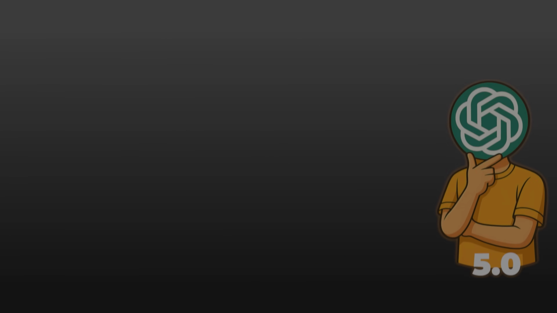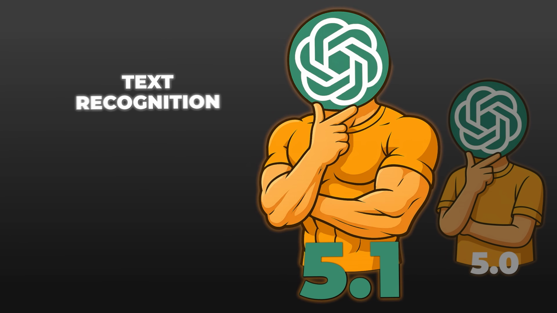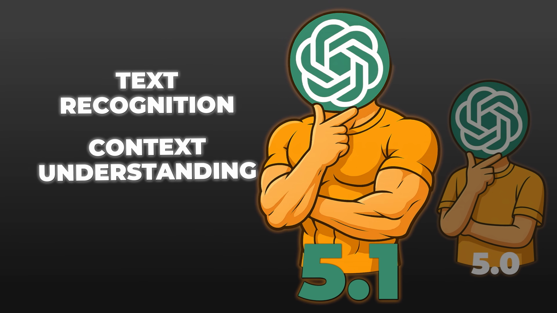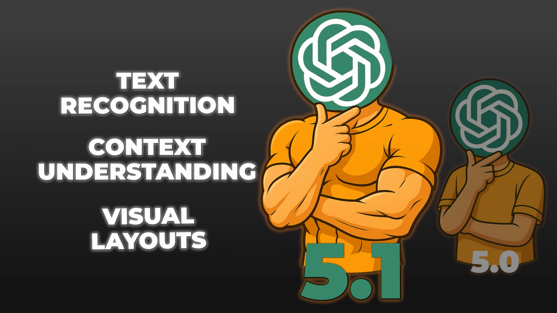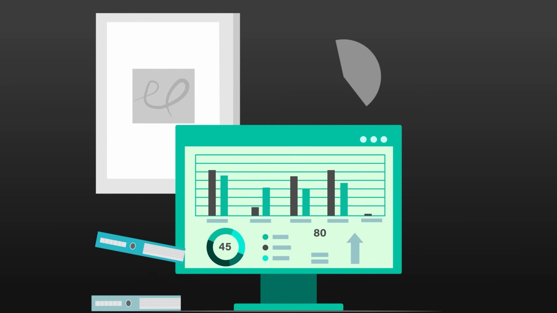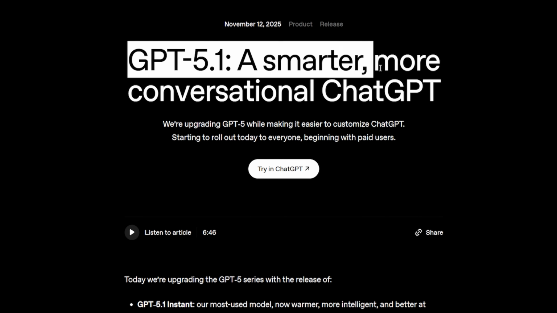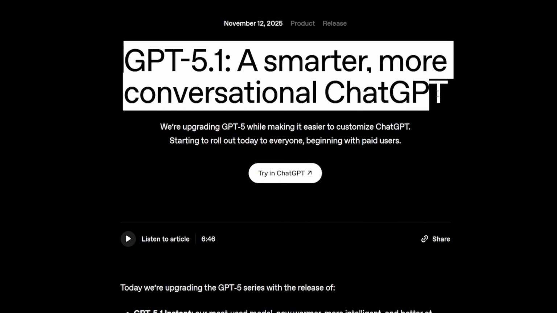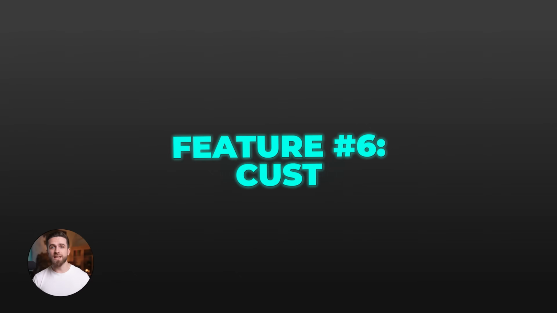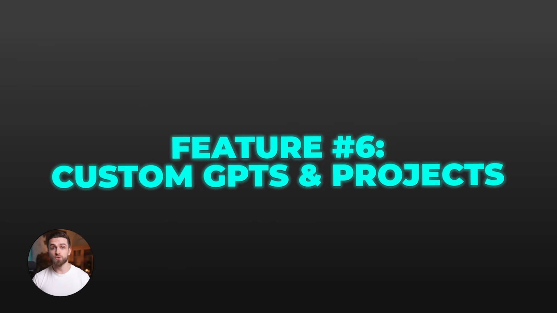The improvement over 5.0 is real. Text recognition is sharper, context understanding is deeper, and GPT handles complex visual layouts without breaking. If you work with diagrams, screenshots, receipts, whiteboard photos, or handwritten notes, this upgrade makes visual search actually essential instead of just a novelty. Two features that got quieter upgrades but are super useful: custom GPTs and projects.